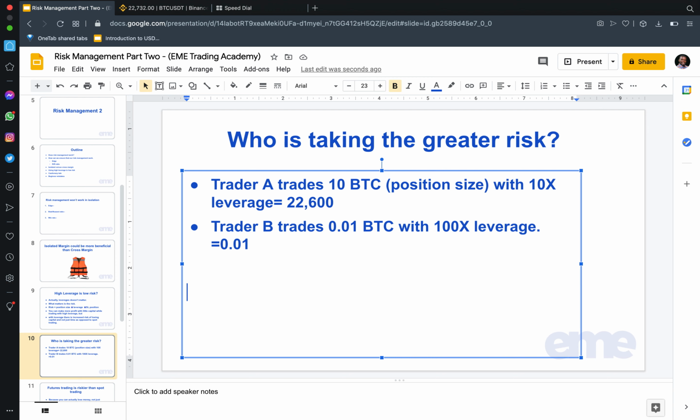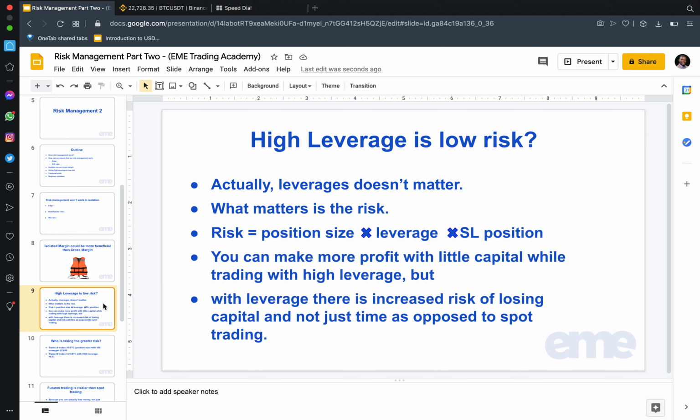Like I said, you need to also consider the position size. So leverage to me doesn't really matter. If you want to trade with high leverage and take a low risk, you trade a very tiny position size. And the fact that you're trading with 2x leverage does not mean that you're taking a lower risk. You need to also consider your position size. So let's be guided.